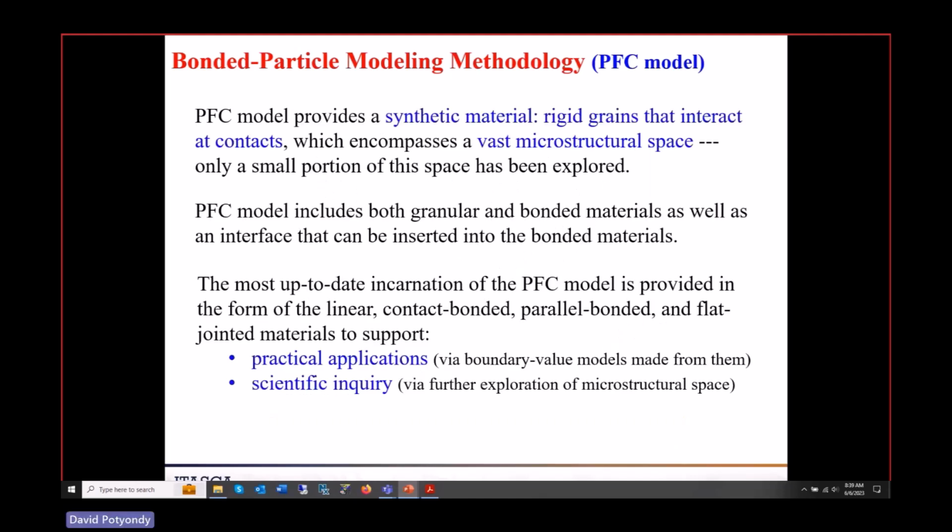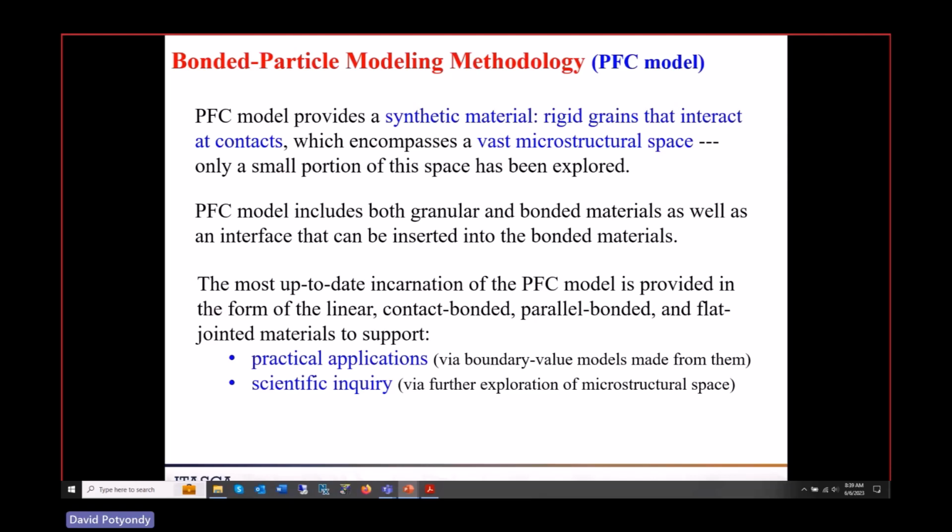Here's what I'm trying to argue. The PFC model, I think of it as an actual synthetic material. What do I mean by that? I mean rigid grains interacting at contacts. And that statement is a vast microstructural space, okay? Because we can change the grain shape, right? We can change the contact behavior of the bonding. We're going to find out there's different contact models for very particular reasons.